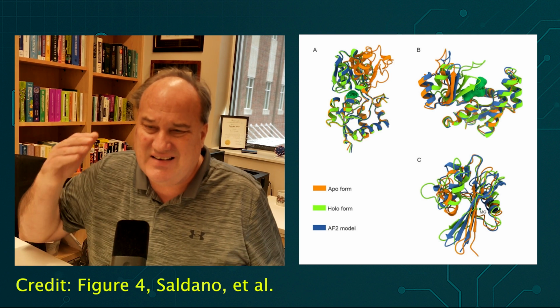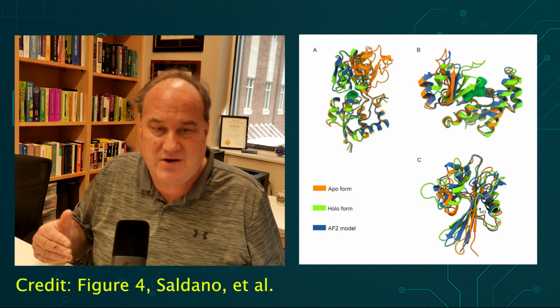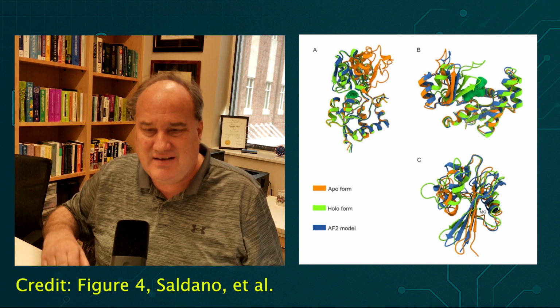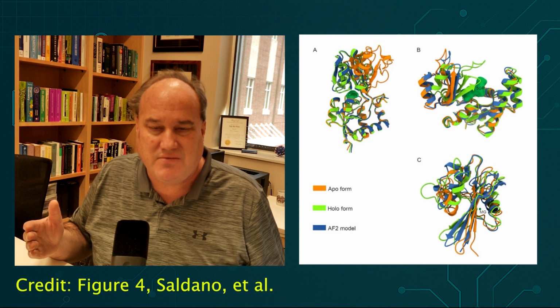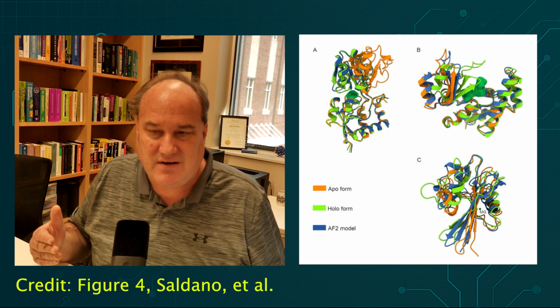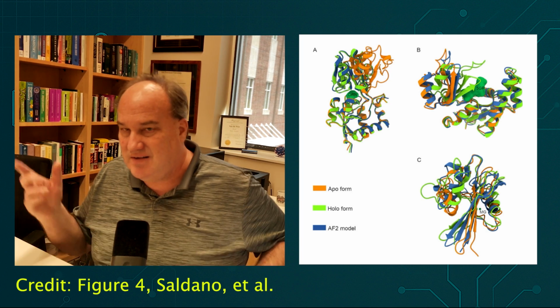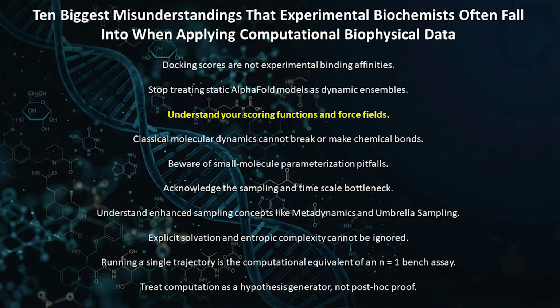So relying on a single high-confidence structural model to explain allostery or ligand-induced fit is probably a little bit like trying to master the rules of basketball by staring at a single photograph of Michael Jordan posterizing Alonzo Mourning. Here you end up posterized just like Alonzo did in this photo right here, right? So that brings us to tip number 3. And so understand your scoring functions and your force field.